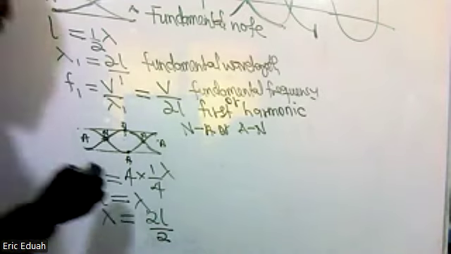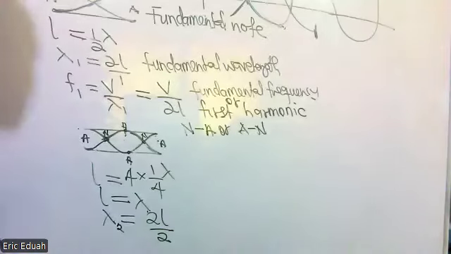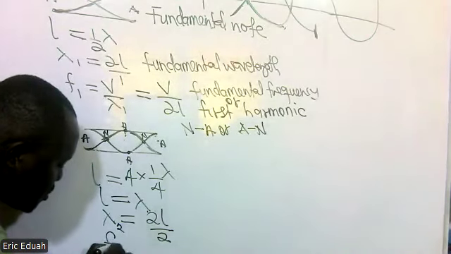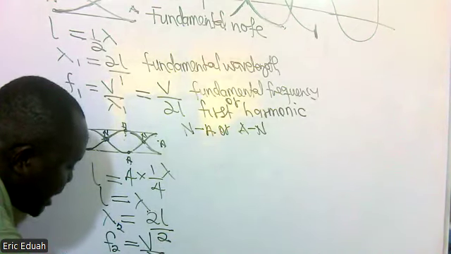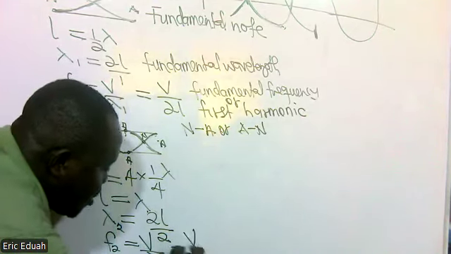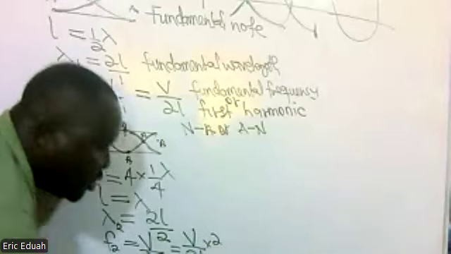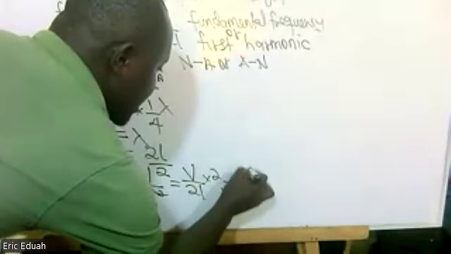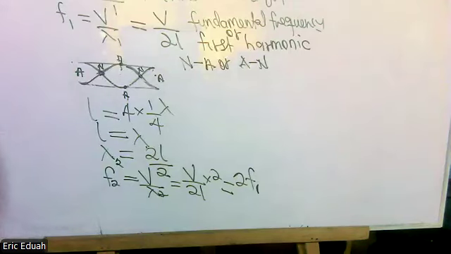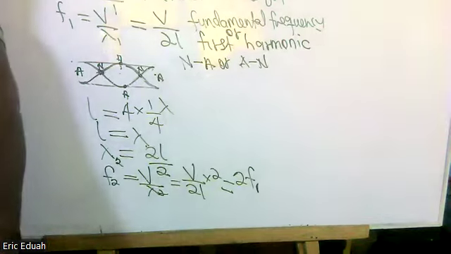So if this is lambda 2, then F2 would be equal to V on lambda 2, which is V on 2L times 2. So we realize that F2 here would be equal to 2F1. Okay, let's draw the third one and then generate the wavelength.